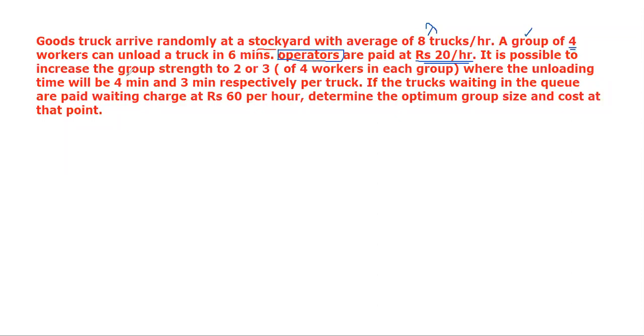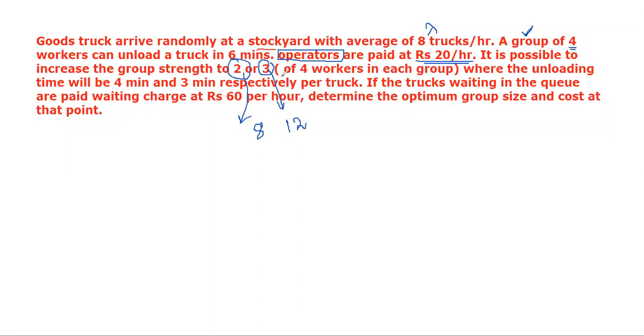It is possible to increase the group strength to 2 or 3. Okay, currently there is a group which has 4 workers, but we can have 2 groups as well. Now 2 groups means there are 4 operators in each group. Therefore, in the 2 groups there will be 8 workers or 8 operators. Okay, so one group has 4 workers. We can increase the number of groups to 2, or we can also increase the number of groups to 3. Then we will have 12 workers.